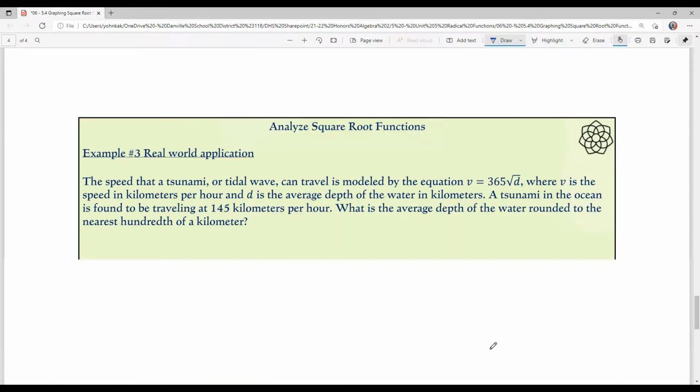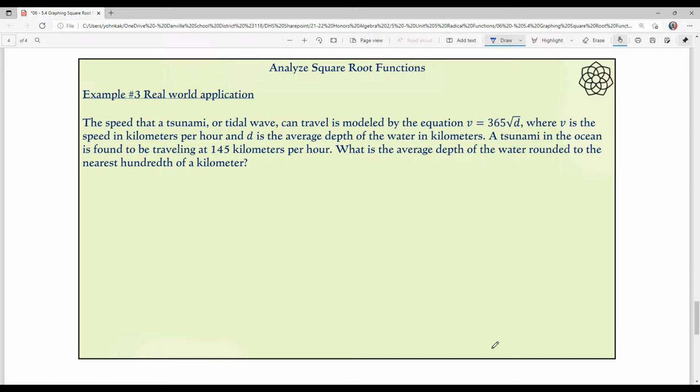All right, let's look at some word problems. The speed that a tsunami or tidal wave can travel is modeled by the equation v equals 365 square root d. All right, let's just write that. 365 square root d. It says v is the speed in kilometers per hour, and d is the average depth of the water in kilometers. A tsunami in the ocean is found to be traveling at 145 kilometers per hour. What is the average depth of the water rounded to the nearest hundredth of a kilometer?